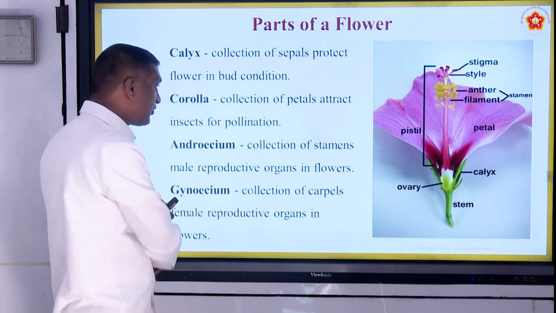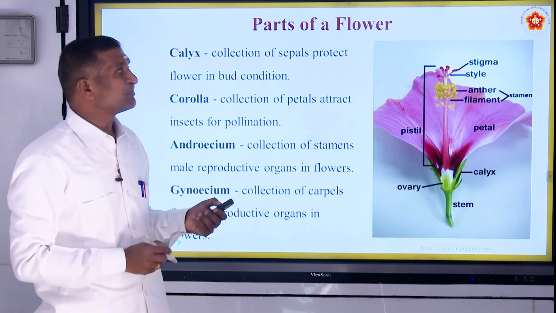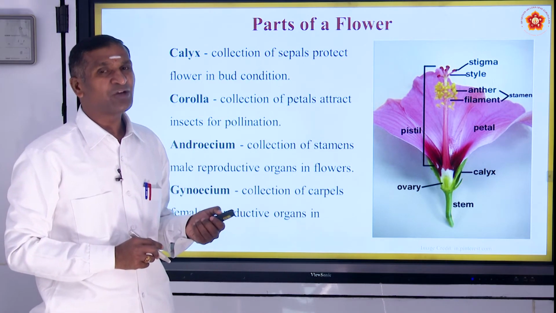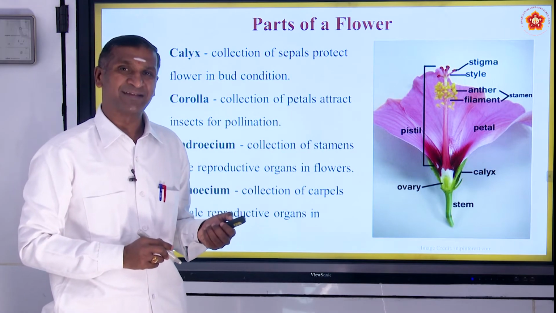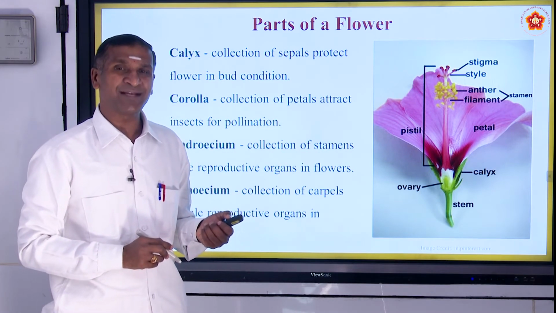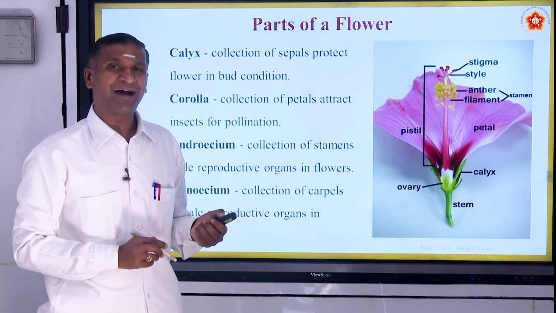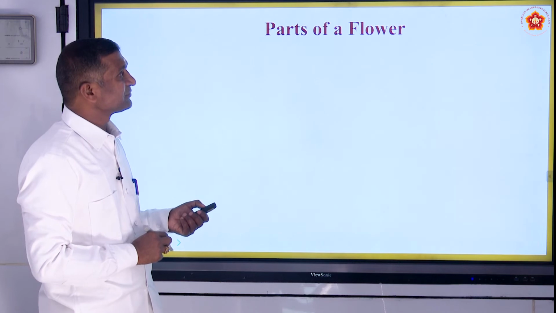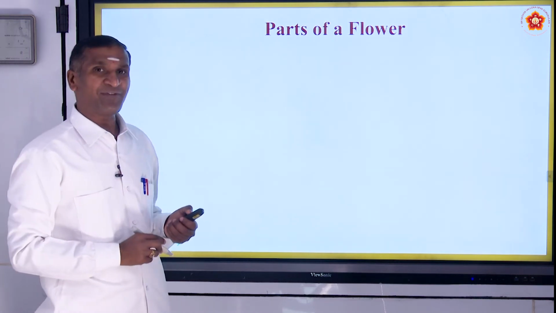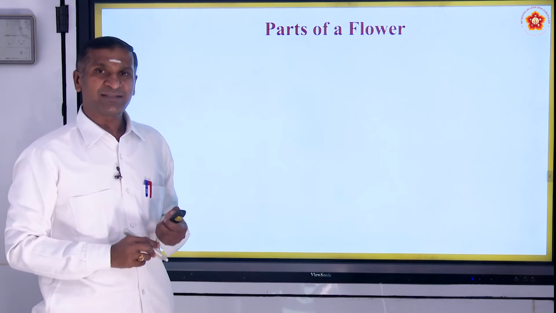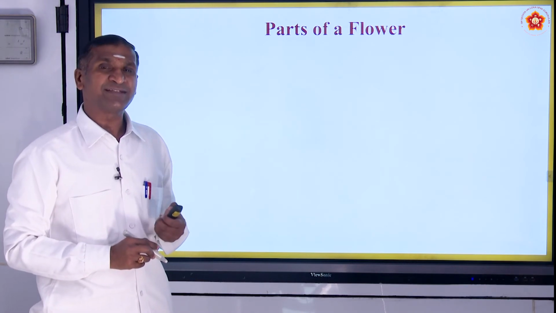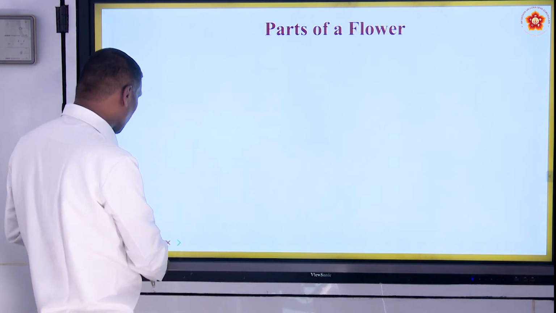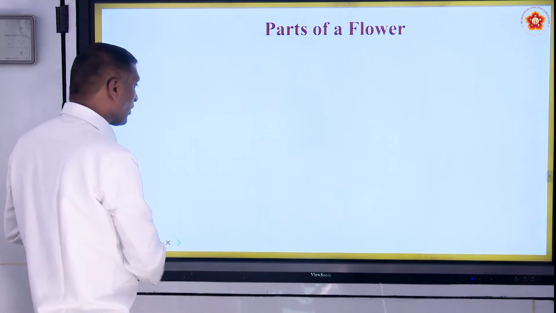Hope all of you have understood these parts of a flower. It is of 4 main parts: calyx, corolla, androecium and gynoecium. The parts of a flower are very important when connected to the diagram. Let us see in a simple way how we can draw the diagram of the flower.